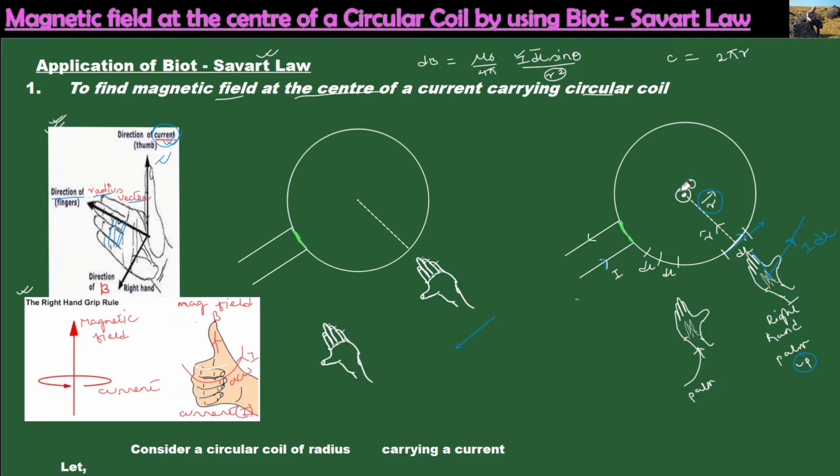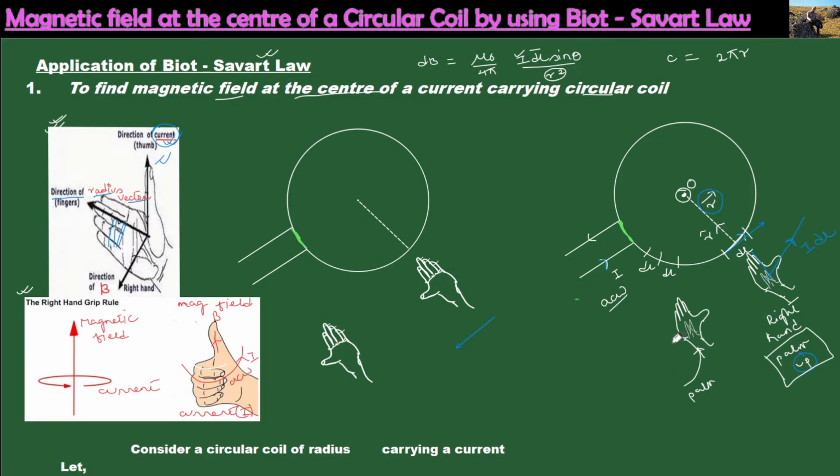That is why in this case, when the current is moving in the anti-clockwise direction according to this diagram, the magnetic field at the center O of this circular coil will be directed upwards, since your palm is directed upwards.